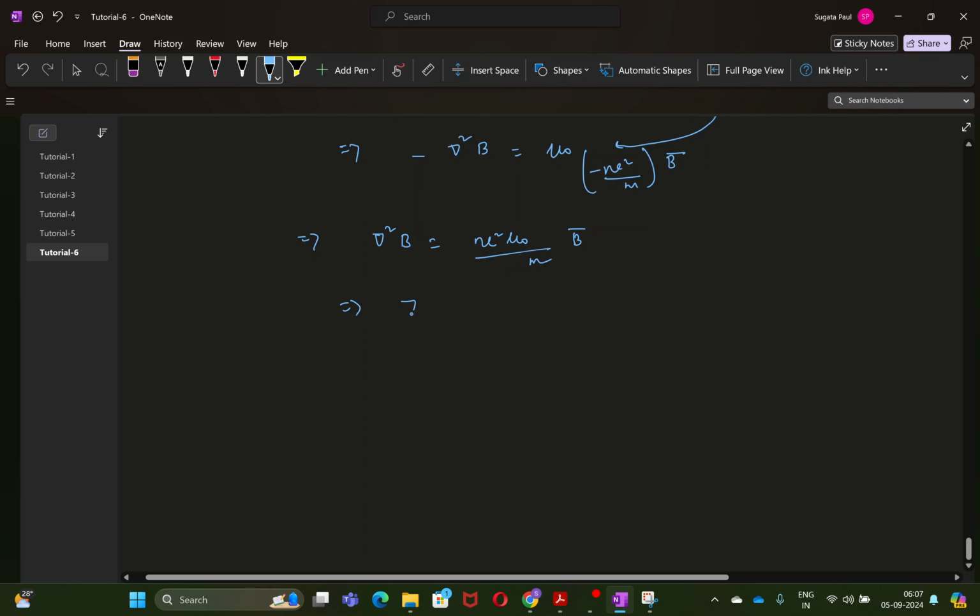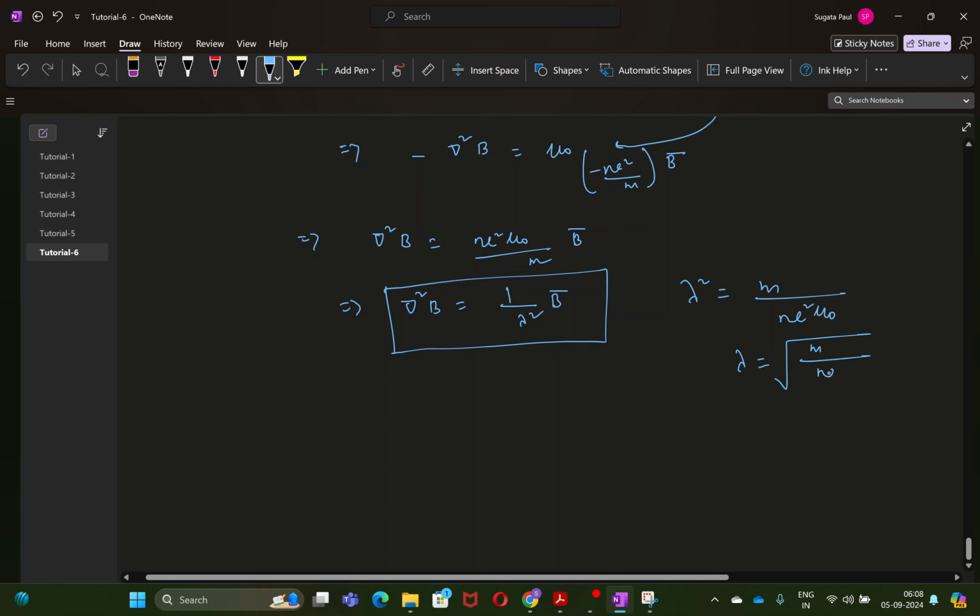Now we assume that this is equal to 1 by lambda squared times B vector, where lambda squared equals m by n squared mu naught, or lambda equals root over m by n squared mu naught. So you assign lambda like this. This lambda is known as the superconducting penetration depth.